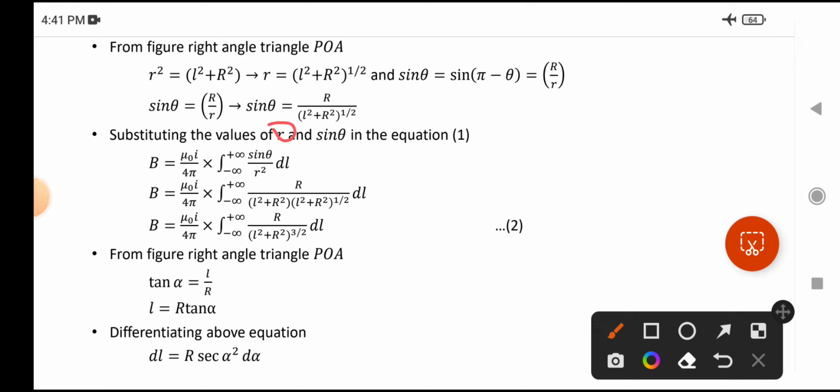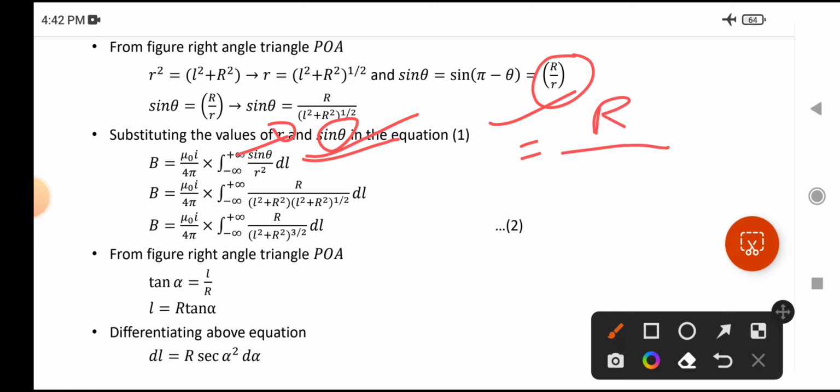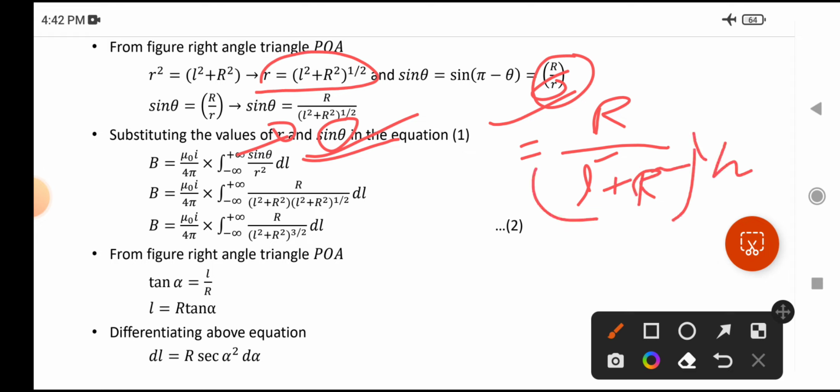Now, substituting the value of r and sin theta in equation 1. So what is equation 1? Here, once again, I have written equation 1. And see here in equation 1, sin theta is what? Capital R by small r. And one thing also we can write: capital R by small r, where the small r formula is given here. What is that? L square plus capital R square, power 1 by 2.